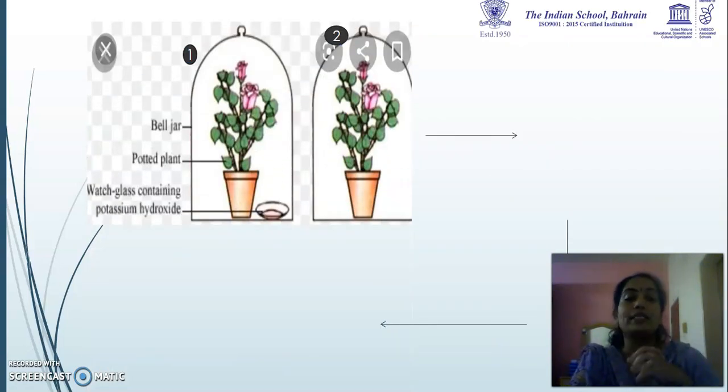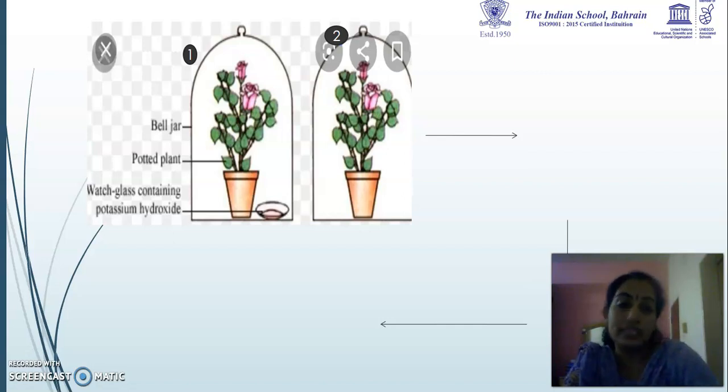Now, both the plants are covered with a bell jar. We will keep the plants on a plate and cover them with a bell jar and seal it with Vaseline at the base so that no air enters from outside. The plants can use only the air which is there inside the bell jar. And before we cover it with the bell jar, near the first plant, we will keep a petri dish with potassium hydroxide.